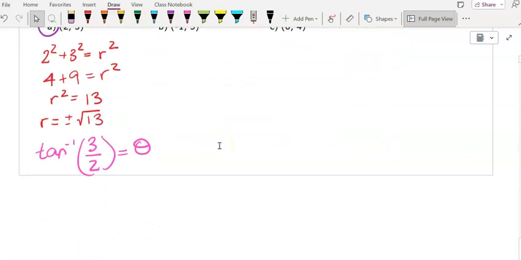Okay, so right here, we're going to go ahead and write this as our final answer. In polar coordinates, it would be square root 13, and then I'm going to leave this, oddly enough, as tangent inverse 3 over 2.